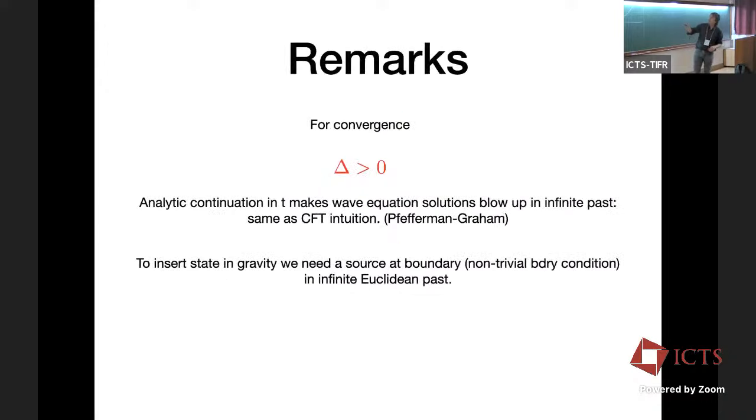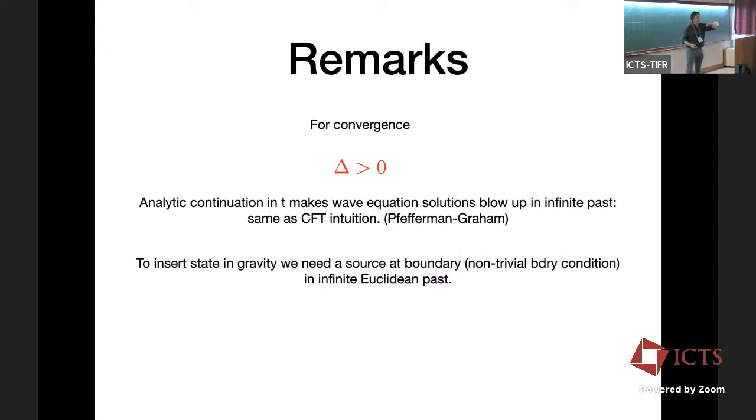Okay, for convergence, meaning for the integrals to be well defined, for us to have a proper L2 norm, delta needs to be bigger than 0. The analytic continuation in T. So we have these things sloshing in T, and now we want to go Euclidean. If you want to go Euclidean, you analytically continue in T. It makes the wave equation solutions go from e to the i omega t to e to the omega tau. You strip the factor of i, and then they blow up in the infinite past. This is the same as the CFT intuition, that when you do a Euclidean correlator, something has to blow up when you go near the insertion of the points.